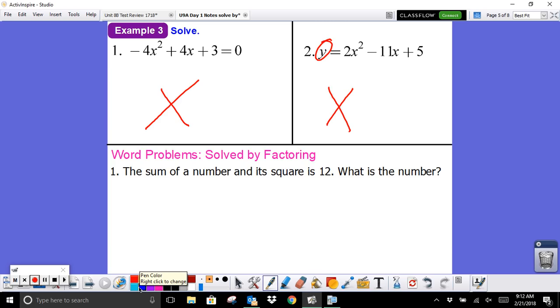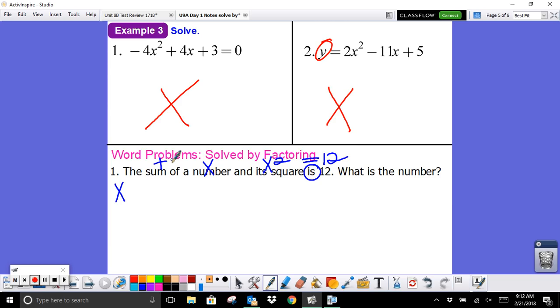All right, number 1, the sum of a number and its square is 12. What is the number? So we're trying to find this number. I'm going to call this number that we don't know x. So we have the sum of our number, which is x, and its square. Well, what square? It is x, so its square would be x squared, is, what does is mean? That means equals 12.